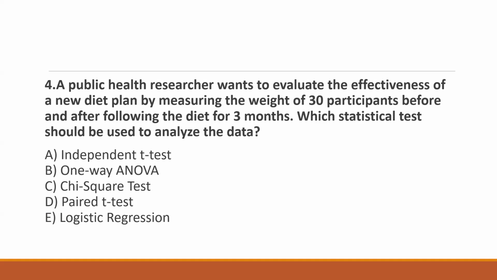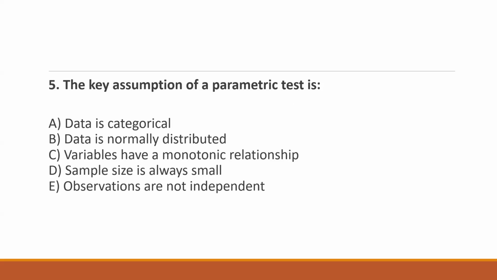Question 4: a public health researcher wants to evaluate the effectiveness of a new diet plan by measuring the weight of 30 participants before and after following the diet for 3 months. Which statistical test should be used to analyze the data? Independent t-test, one-way ANOVA, chi-square test, paired t-test, or logistic regression? Paired t-test. Yes, it is paired t-test.